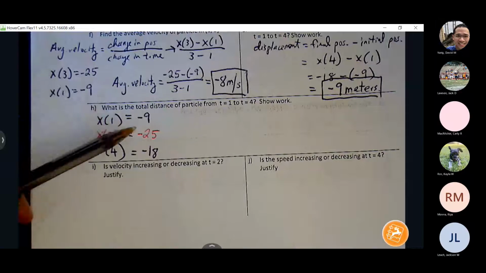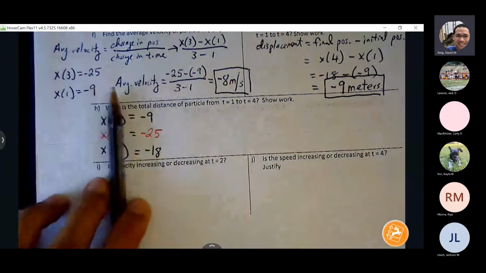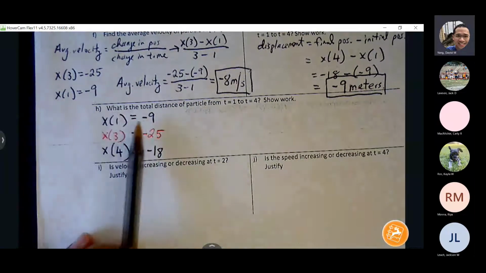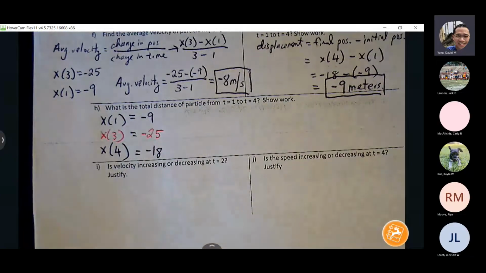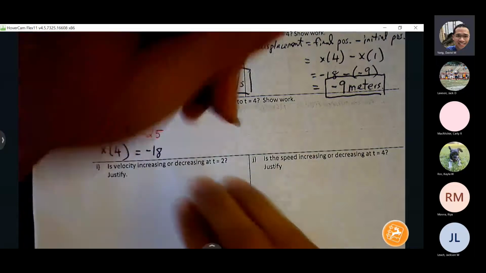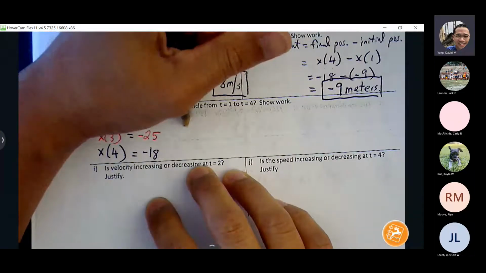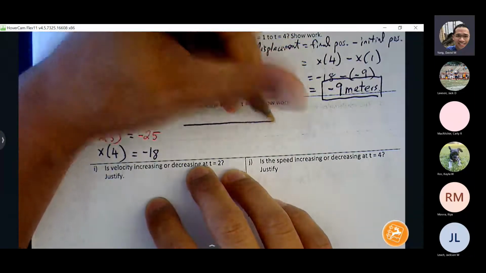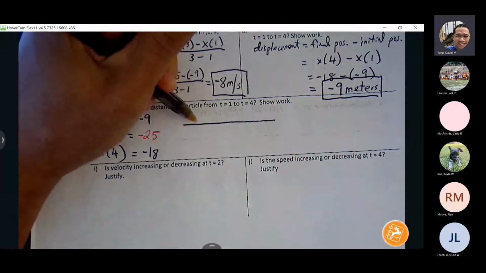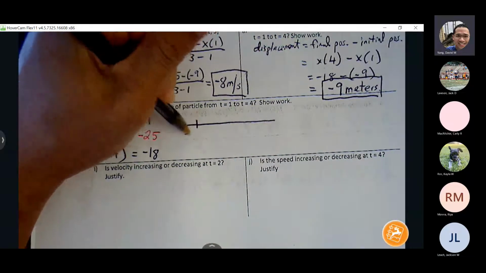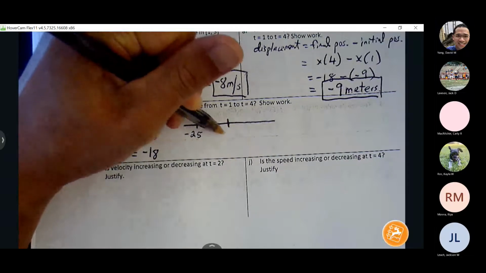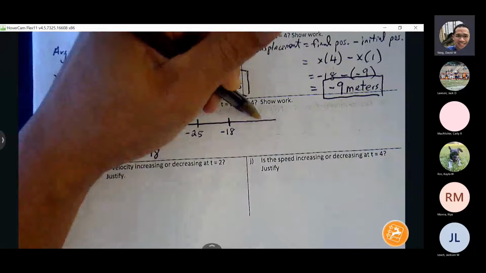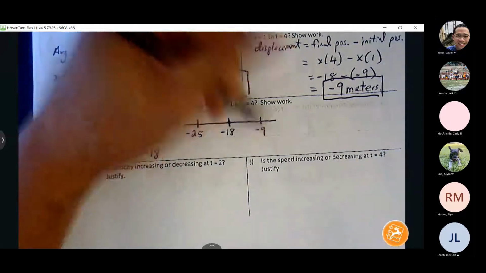Okay, so don't look at 1, 3, and 4. That's not going to help you with anything. You're just looking at -9, -25, -18. Now think about these numbers like you would if you're walking along a number line. So I'm just going to put those numbers down here. -25 is the furthest left. -18 is somewhere to the right. -9 is further to the right.